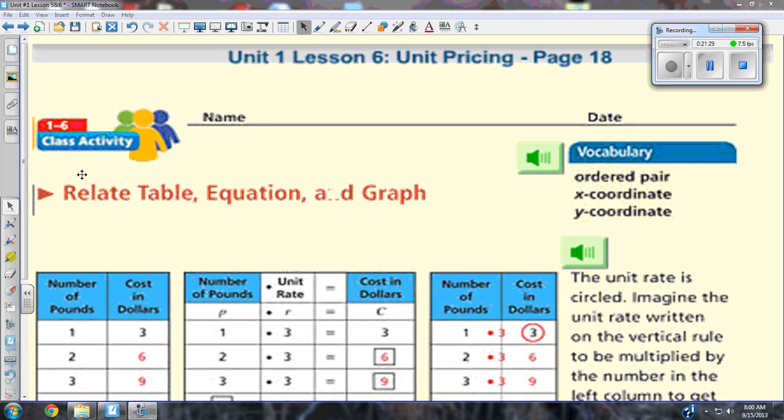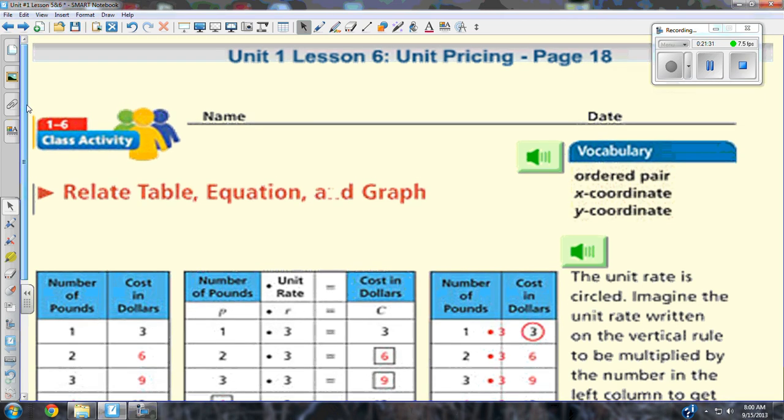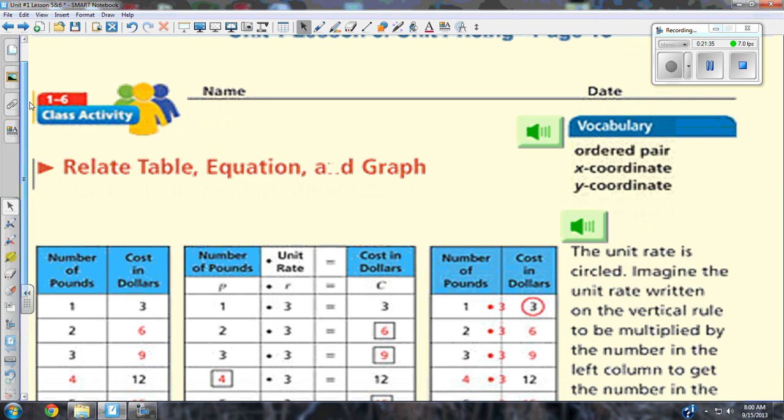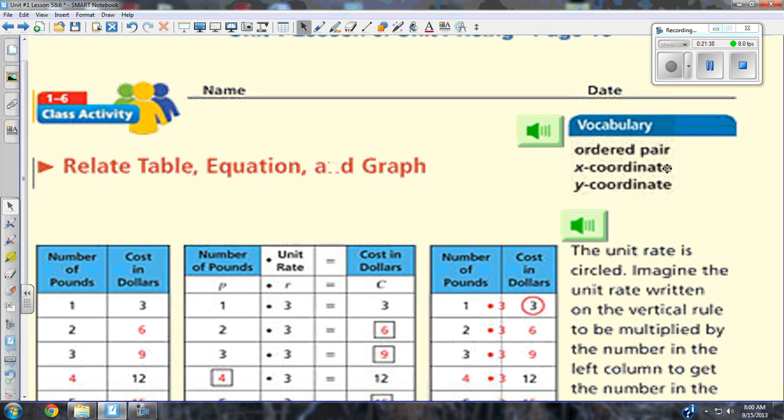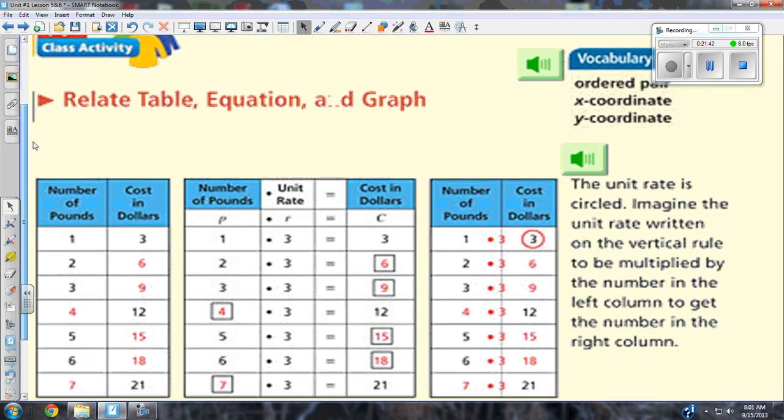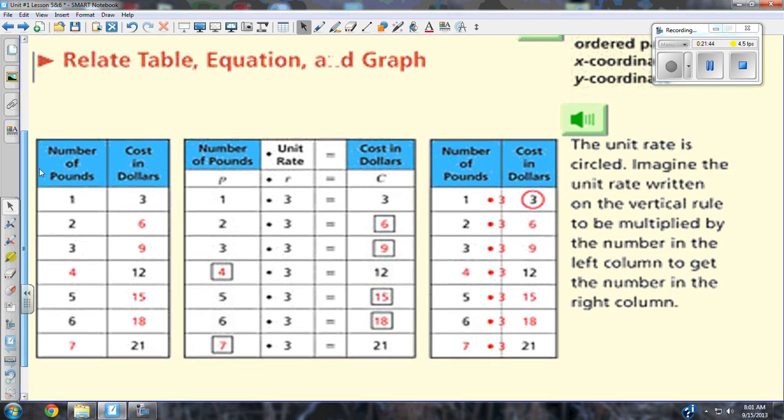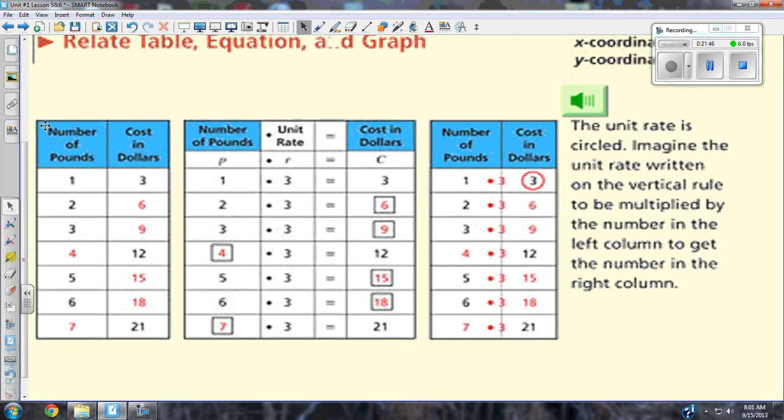All right, if you would, turn to page 18, Unit 1, Lesson 6 still, Unit Pricing. And again, we have ordered pairs, x-coordinate, y-coordinate. And you have relate table, equation, and graph. So let's just take a look at this. I think the answers are in front of you now, but I just want to talk about this. Number of pounds, 1 costs 3, 2, 6, 3, 9, 4, 12. Nothing unusual. Now over here is where it gets a little tricky.